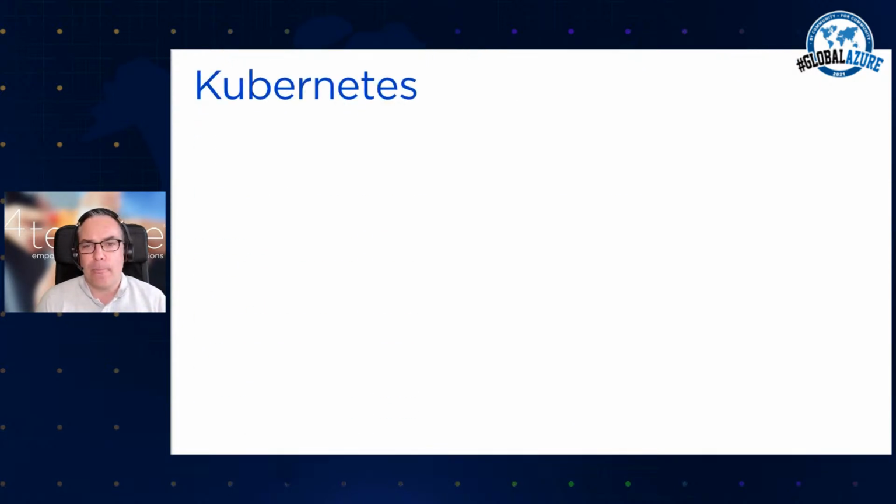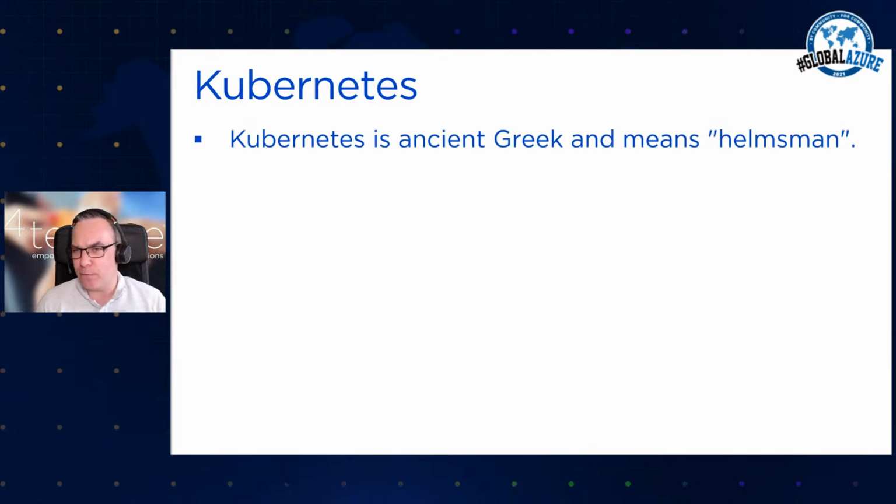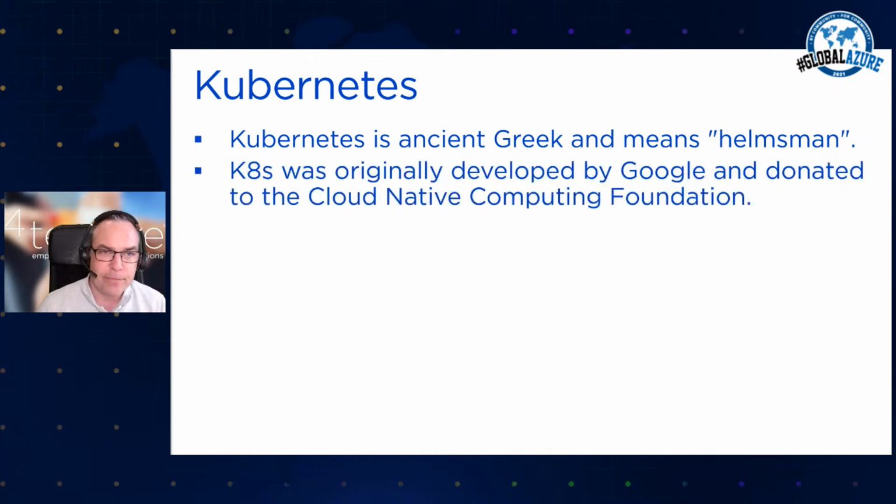Okay, so where does the name come from? It's a Greek word for helmsman. So this is why we have a lot of analogies to ships, to sailing, etc. All the project names have to do with something like this, and this is because of the name itself, because it relates to helmsman. Kubernetes, also called K8S, because there are 8 characters between K and S. It's a little bit shorter.